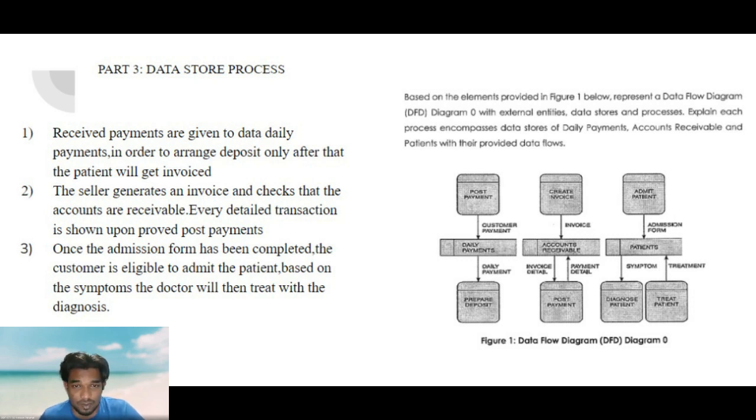Received payments are given to daily payments in order to arrange a deposit. Only after that will the patient get invoiced. The seller generates an invoice and checks that the accounts are receivable. Every detailed transaction is shown upon proof of post-payment. Third, once the admission form has been completed, the customer is eligible to admit the patient. Based on the symptoms, the doctor will then treat the diagnosis.